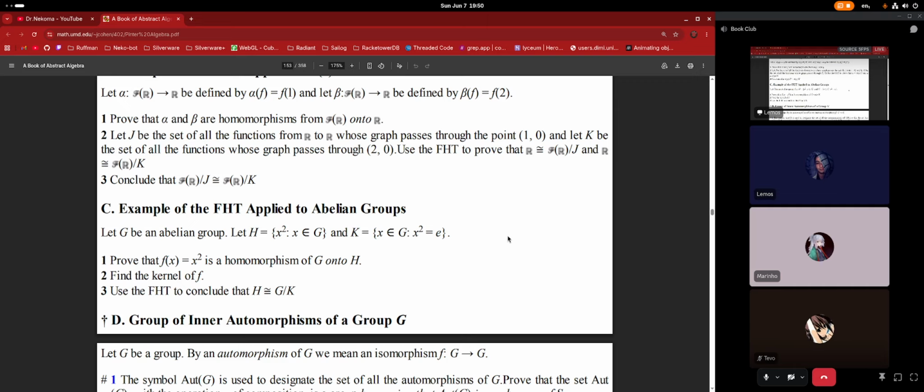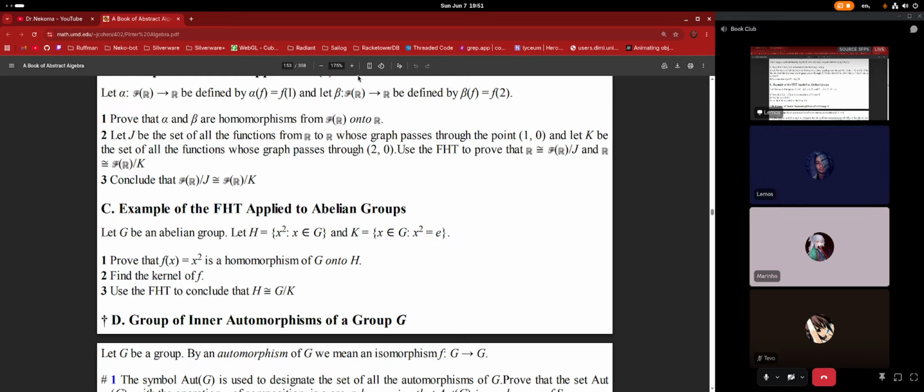Yes, Marinho. Yeah, basically it's giving you the two homomorphisms and the kernels, right? Because if a function passes through the point 1, 0, that means if you apply that function to 1, you get 0. So that means 0 will be the final output of alpha of that function, which means that function goes to the identity. So that's part of the kernel of the homomorphism, basically. Yeah.